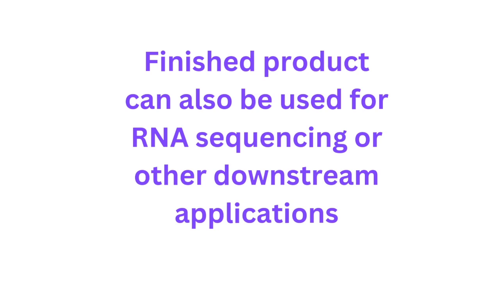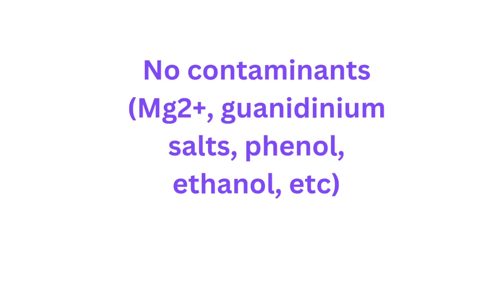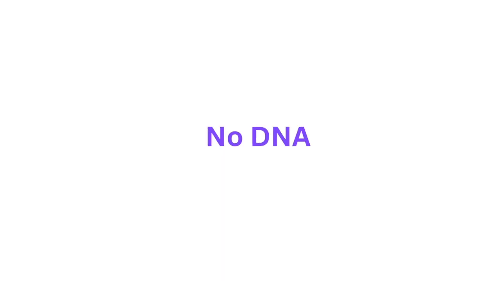The RNA that you intend to use for depletion has to be assessed by running the RNA sample on an Agilent bioanalyzer. You can use the RNA 6000 Nano or Pico chip to determine the RNA integrity number. Additionally, the RNA has to be free of salts, so no magnesium or guanidinium salts. All organic solvents, your phenol and ethanol, should be removed. The RNA has to be free of DNA.